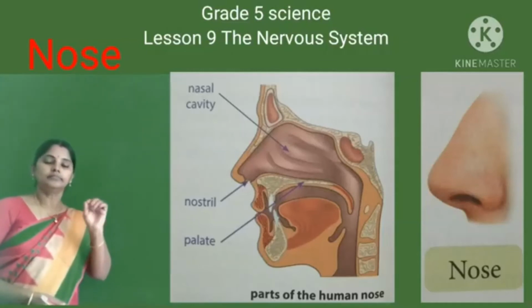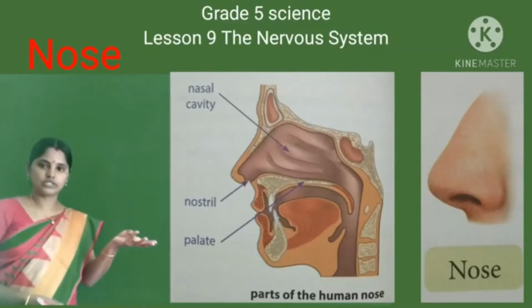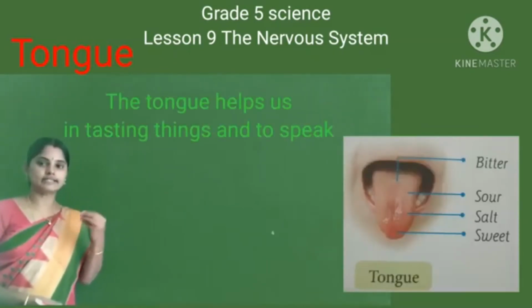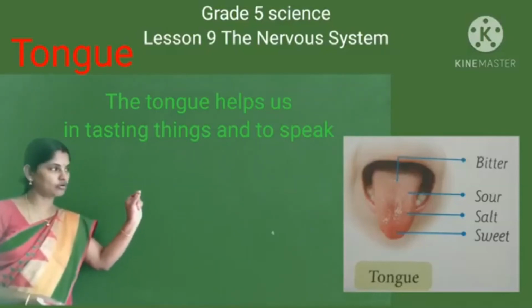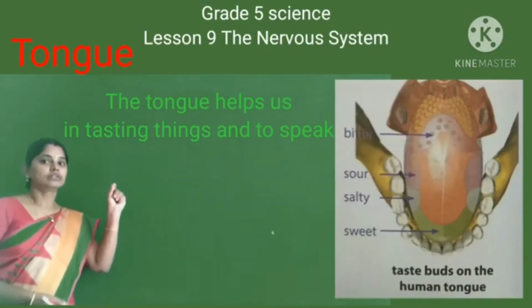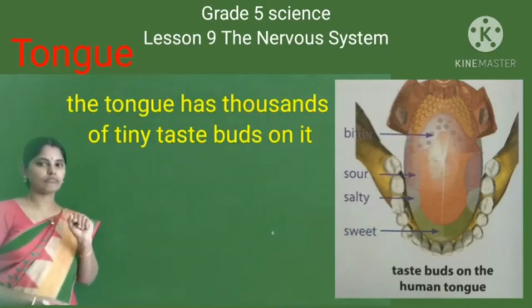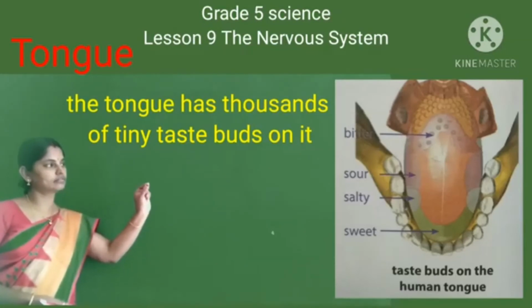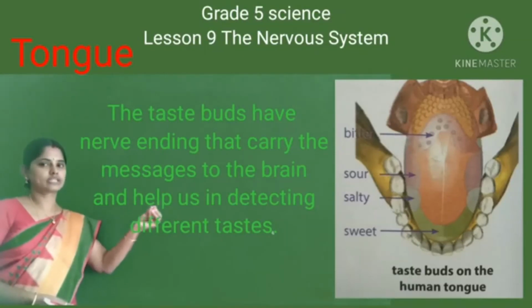Clear? Then the tongue. Next to the eyes, ears and nose, if you go for the tongue, we have many taste buds. Thousands of taste buds are there on the tongue. See those bumps on the tongue, do you know them? Those are called taste buds. Okay, these taste buds detect the taste and send it to the brain, and we come to know this is sweet, this is sour, no?